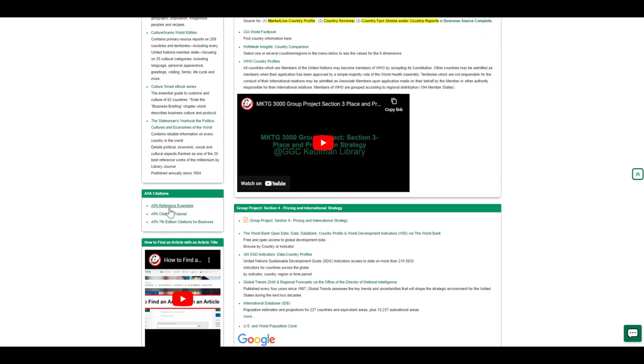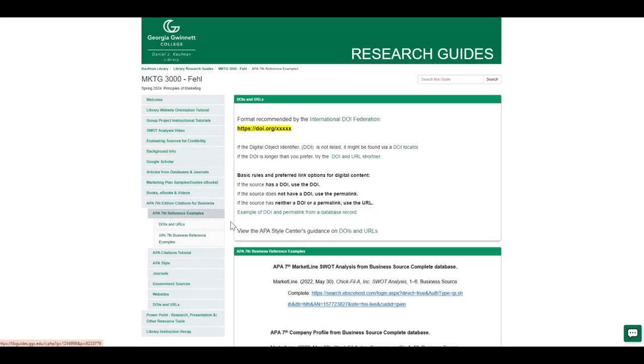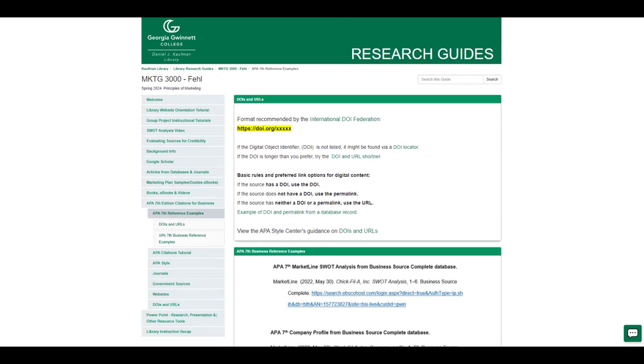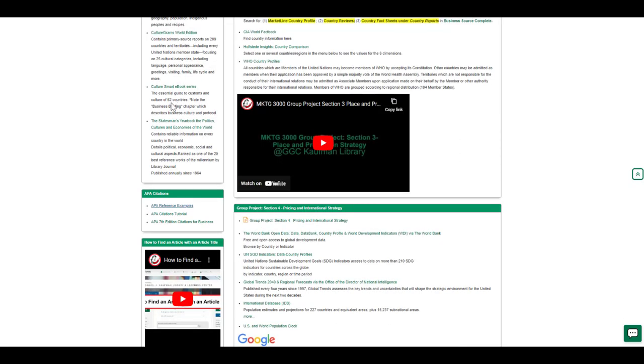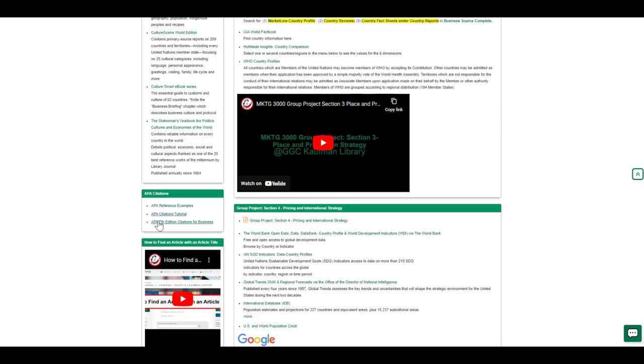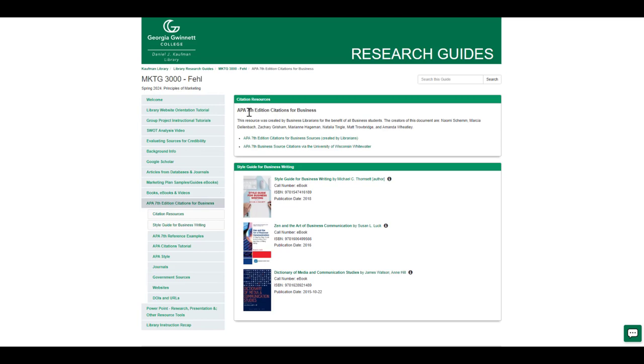Also, over here on the left-hand side, I do have some APA citation help. These are APA reference examples from different reports and things that I have found through the GGC databases. I have an APA citations tutorial that can guide you. You can go in and look at that. And then I do have APA 7 citations research guide. You can go through here. Here's APA 7 citations for business. I can click on this.